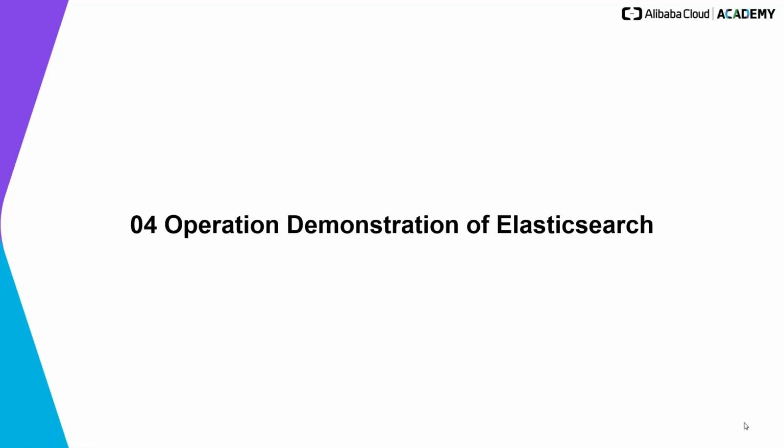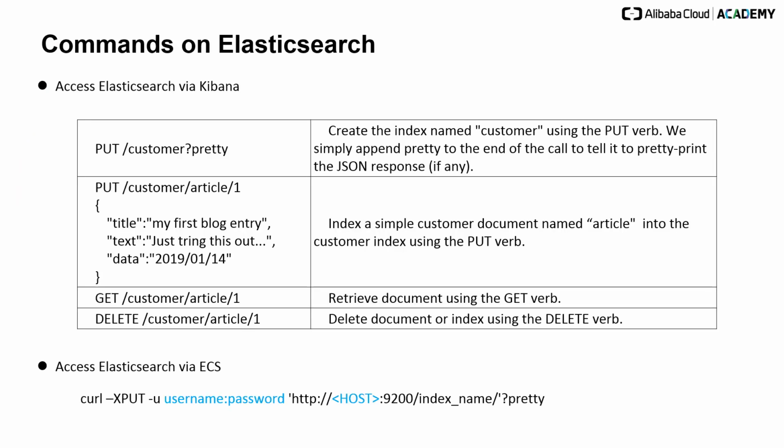In this section, I'll show you how to use Elasticsearch on the Alibaba Cloud. Let's learn some commands of Elasticsearch. In Kibana developer tools, we can create an index using the put verb. We simply append pretty to the end of the call to tell it to pretty print the JSON response.